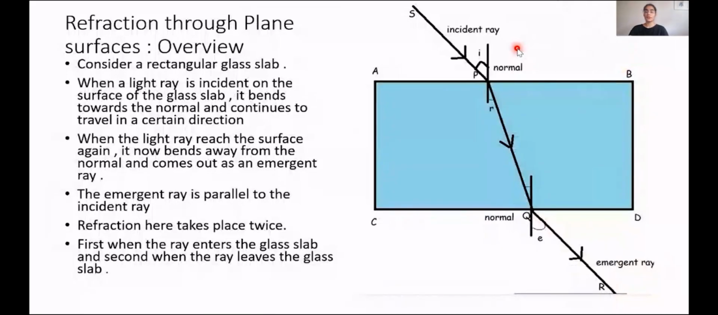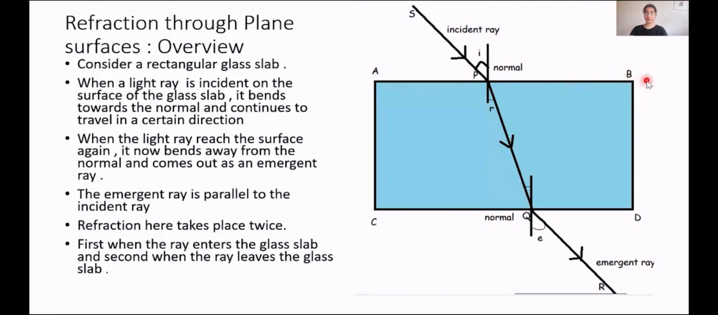Now, let's overview what we have studied in our previous classes: refraction through plane surfaces. So, this is a glass slab A, B, C and D. It is purely transparent, so light can penetrate through it, and we have two mediums. Let's say this is one medium, air, and this is one medium, which is glass. So light is going to be incident on the surface of this glass slab. So it's going to be incident on the line segment AB.